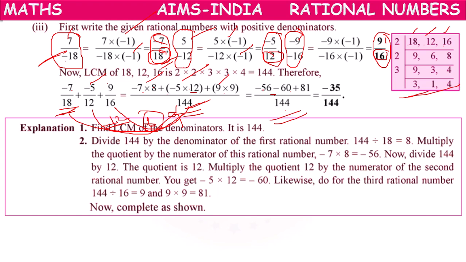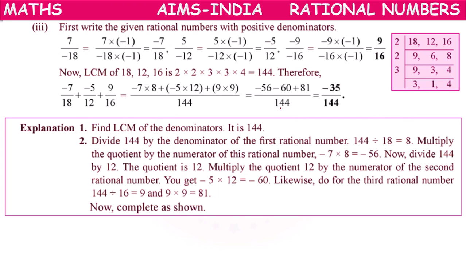So minus 56, minus 60 plus 81 by 144. After simplification, minus 56 minus 60 is minus 116. Plus 81. Plus and minus means minus, so how much? 35. Minus is the bigger number. So minus 35 by 144. In this way, we can add different rational numbers, either having the same denominator or different denominators. We can add any rational numbers with the help of the LCM. But first they should be turned into standard form, next turned to the common denominator, and next we can find the answer.